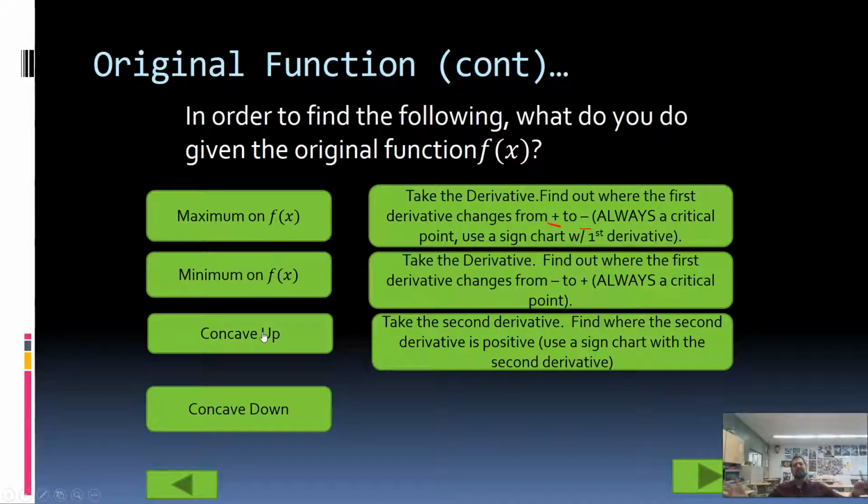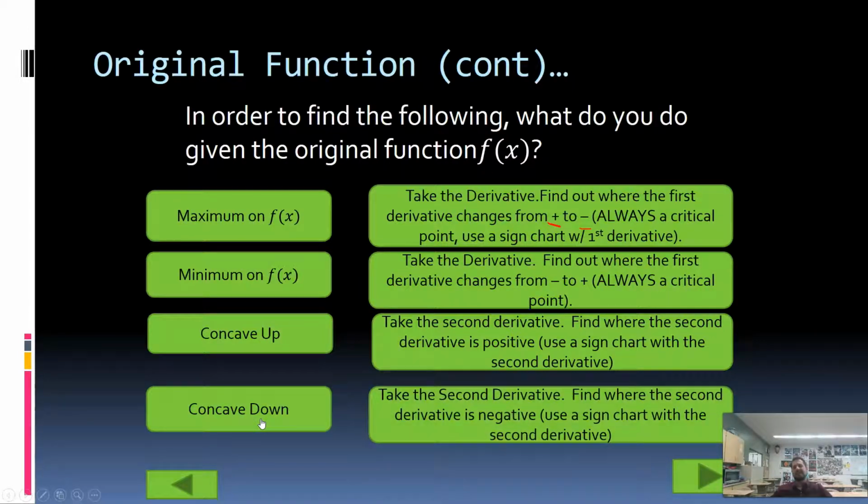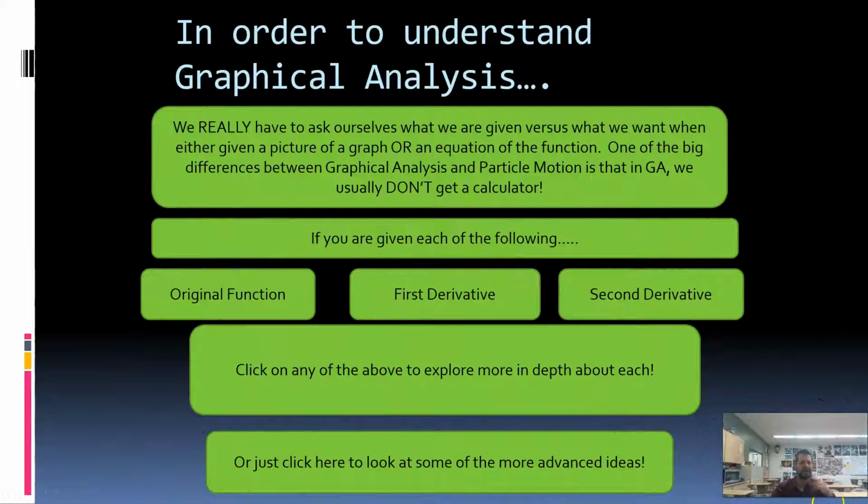We make ourselves a sign chart where we put our points of inflection on the number line, and then anywhere the second derivative is positive, that's where the original function is concave up. And where it's concave down is where the second derivative is negative, using that same test. And this is the stuff, when we were going through graphical analysis originally, that we talked about. So this should be somewhat of a review for you. Okay, so that's how we find all of those things.